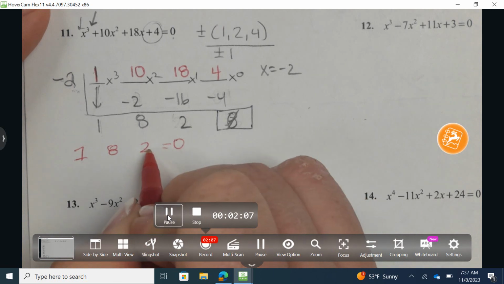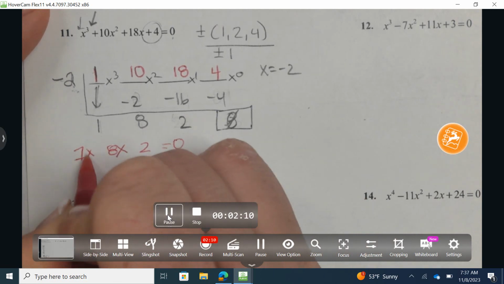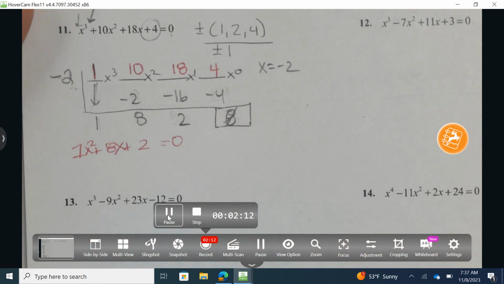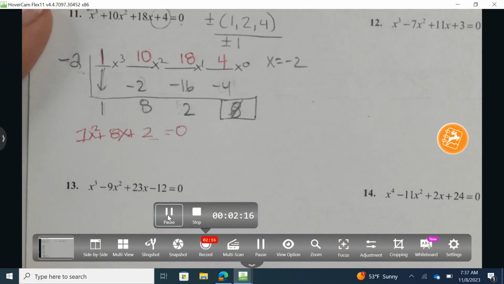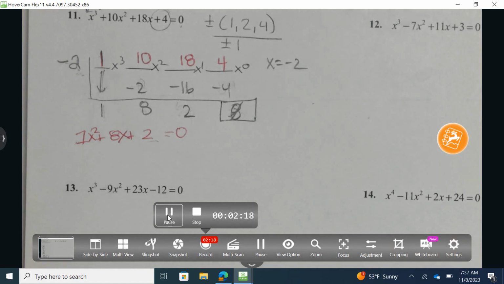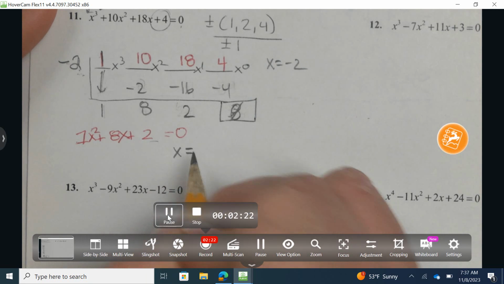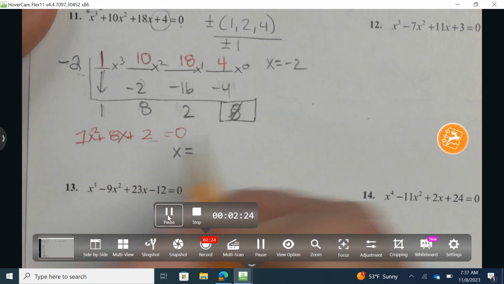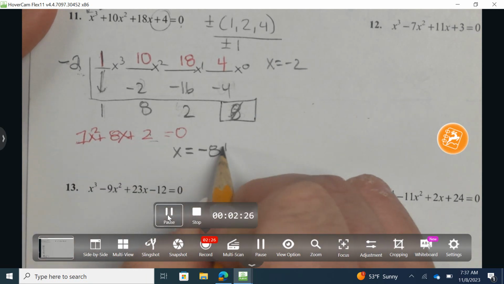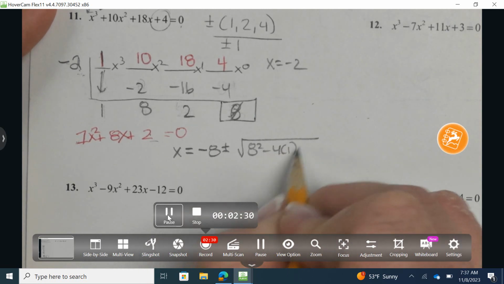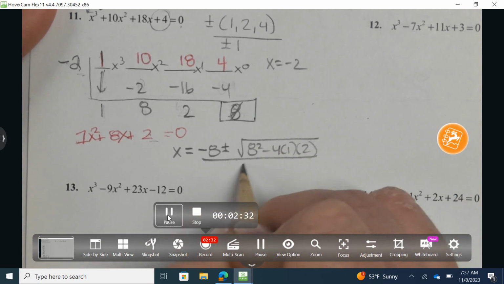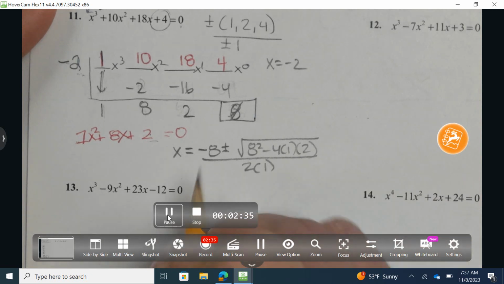This has no x's, it's the constant, 1x and 2x's. Now, we can always see if this is factorable, but I know there are not 2 numbers that multiply to give us 2 and combine to give us 8. Since it's a quadratic equation, I can now use the quadratic formula. So this is my A, my B, and my C. So -b plus or minus the square root of b squared minus 4ac, all over 2a.